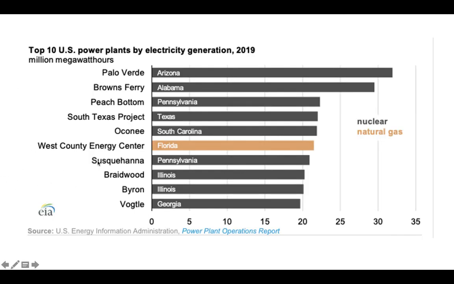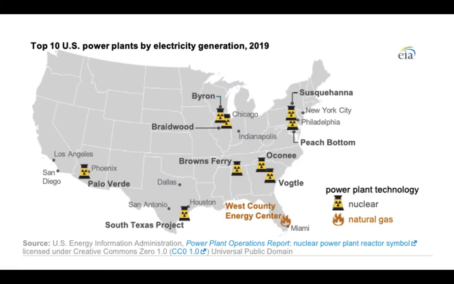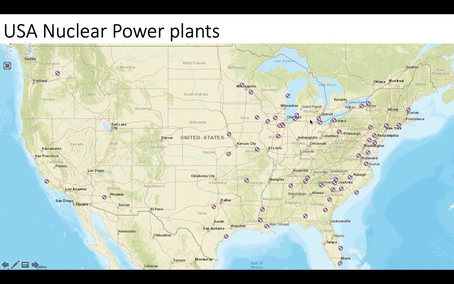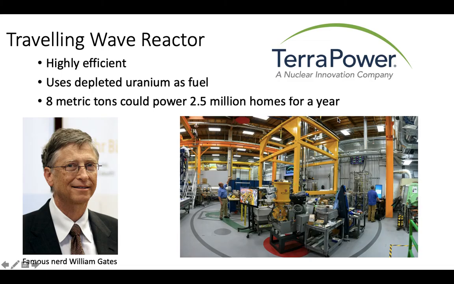That being said, in 2019, of the top 10 U.S. power plants by electricity generation, 9 out of 10 were nuclear power plants. So 9 of the 10 most productive power plants in the United States are nuclear power plants. If we look at the location of those plants, you can see they're scattered all across the country, quite a few in the Northeast. And if we look at all nuclear power plants, we can see a lot of them are located east of the Mississippi River.